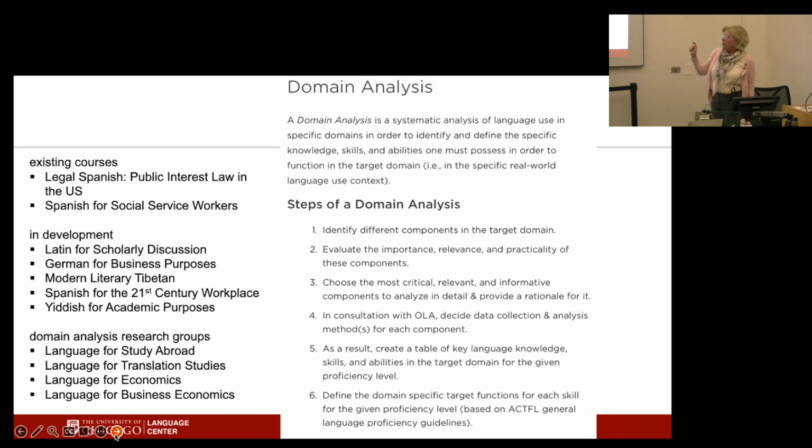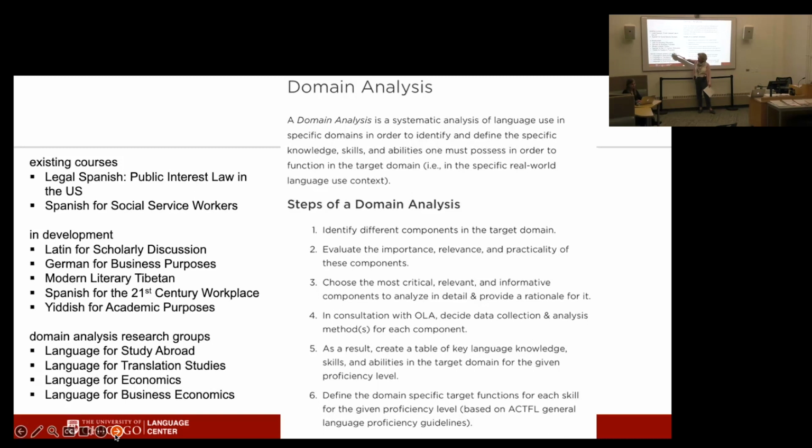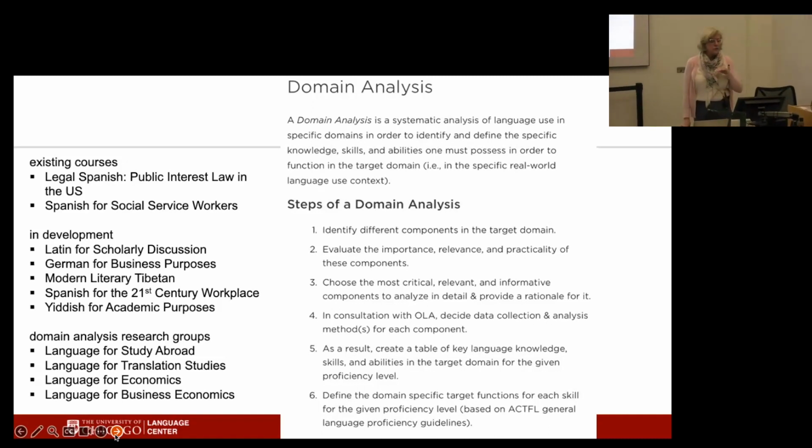A couple of existing courses, and these are courses in development. These are now what we call domain analysis research groups, or research cohorts. An interesting example is this legal Spanish course. A colleague in Spanish was asked by the law school to develop a course for legal Spanish and human rights law. She had designed a course, but she did a domain analysis.